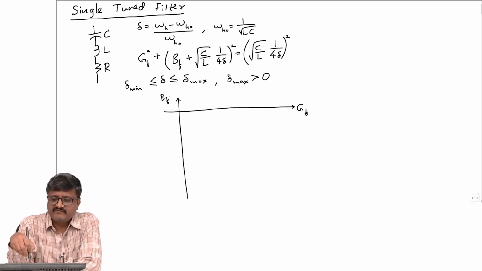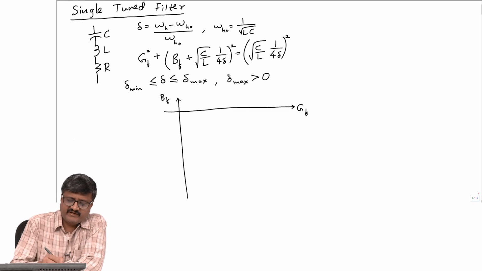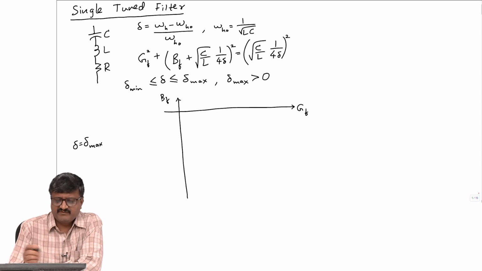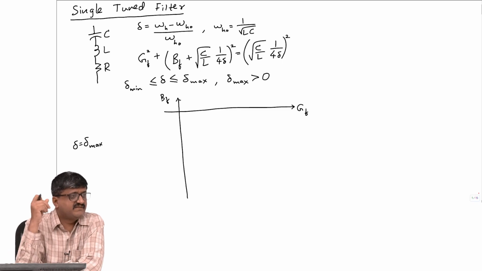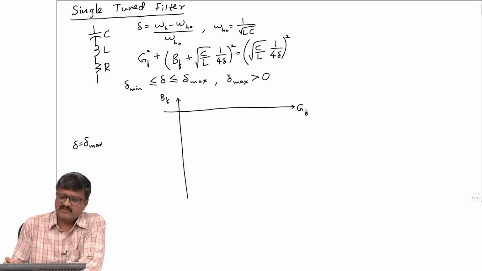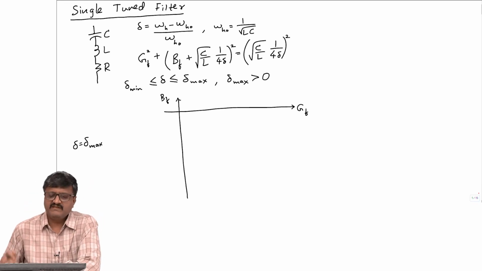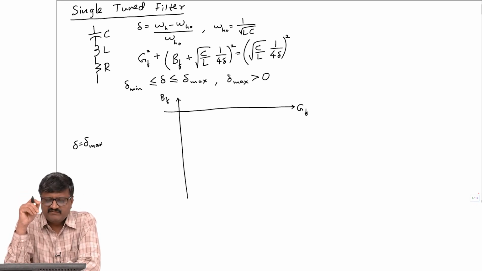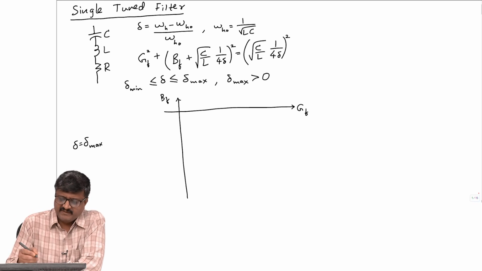For this, I will take delta equal to delta max. There are two extreme values, delta min and delta max. These are the worst case values, so I will take the one on the higher side, delta max. If delta is equal to delta max, which is greater than 0, then this is an equation of a circle.